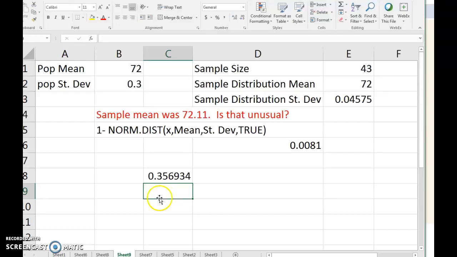It's not unusual to get one board of that size, but it would be very unusual if we took a sample of 43, and the average from all 43 of those boards was that size.